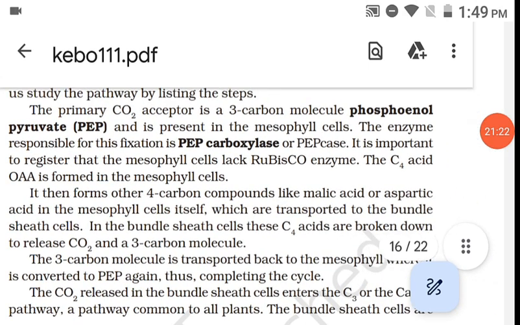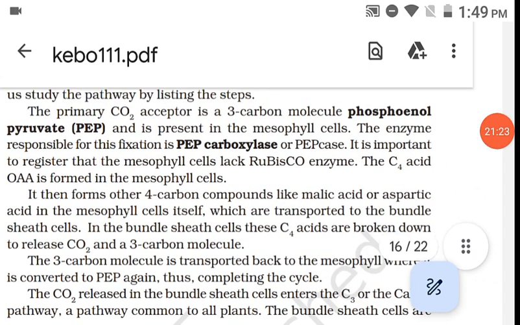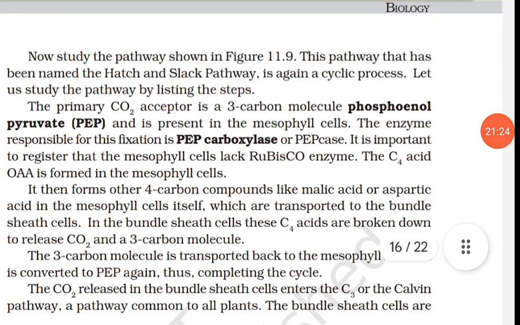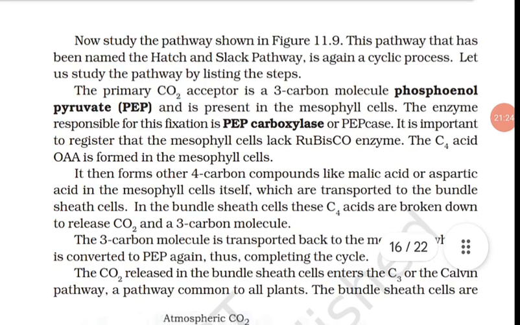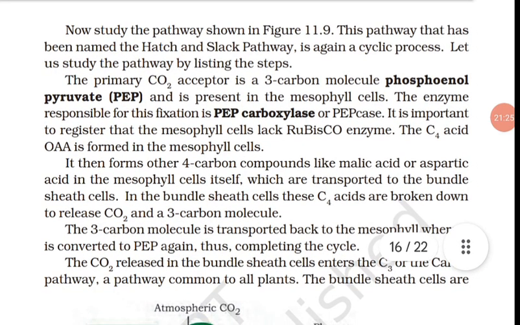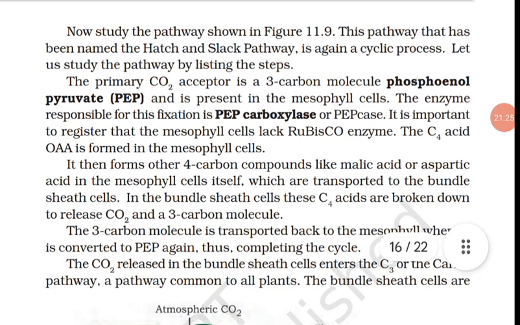The CO2 released in the bundle sheath cells enters the C3 or the Calvin pathway, a pathway common to all plants. The bundle sheath cells are rich in the enzyme ribulose bisphosphate carboxylase oxygenase, that is Rubisco, but lack PEPcase.